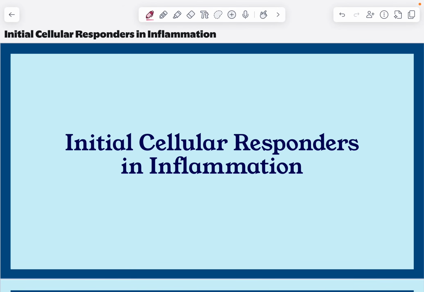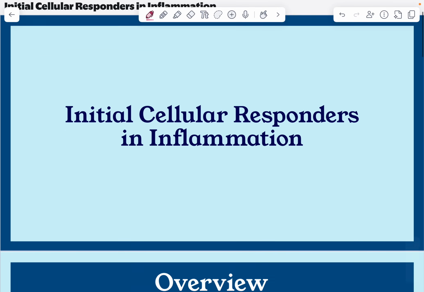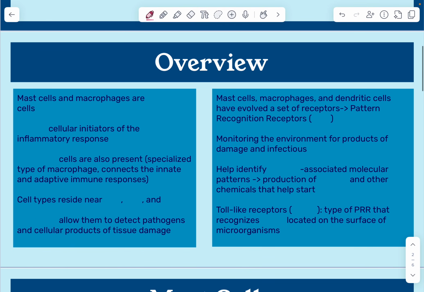Hi everyone, today I'm going to be going over the initial cellular responders in inflammation. Starting with an overview, mast cells and macrophages are guardian cells, and they are also the primary cellular initiators of the inflammatory response. Dendritic cells are also present in this response, and these are specialized types of macrophages that connect the innate and adaptive immune responses.